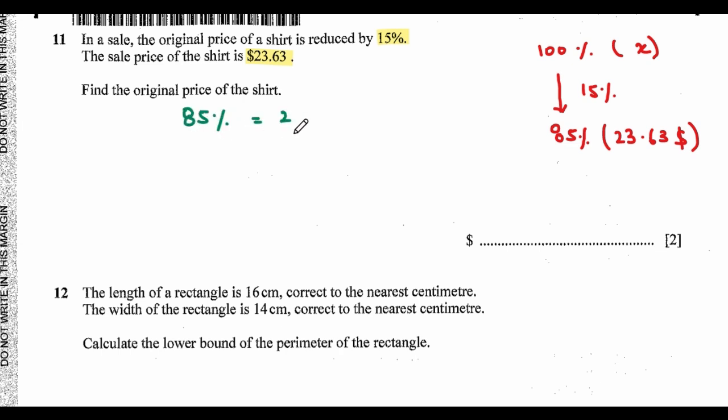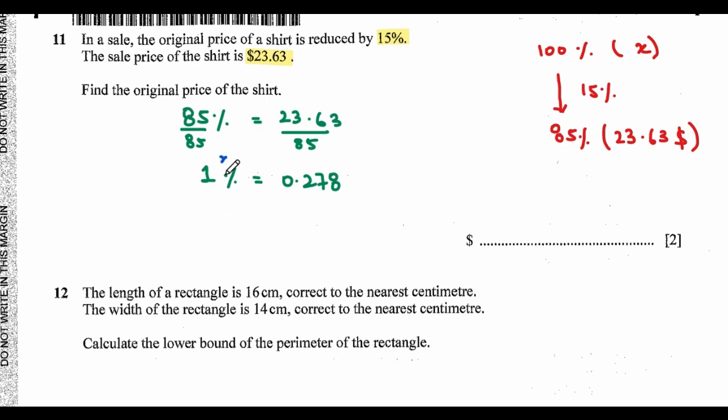85% is equal to $23.63. Out of this 85%, I can get 1% by dividing both sides by 85. Dividing this side by 85 and this side by 85 as well. So here it would be 1%, and over this side it would be 23.6 divided by 85, which is 0.278.